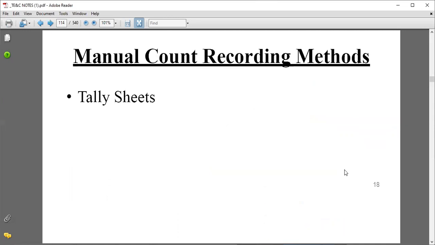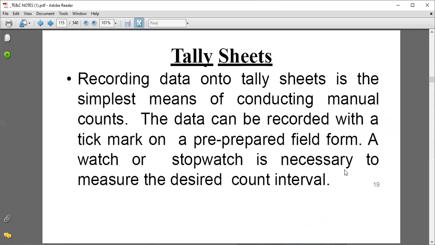Next point is the tally sheet. So what is this tally sheet? Recording data onto this tally sheet is the simplest means of conducting the manual counting. The data can be recorded with a tick mark on a pre-prepared field form. A watch or stopwatch is necessary to measure the desired count interval.